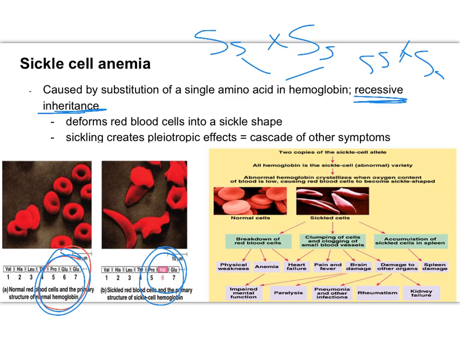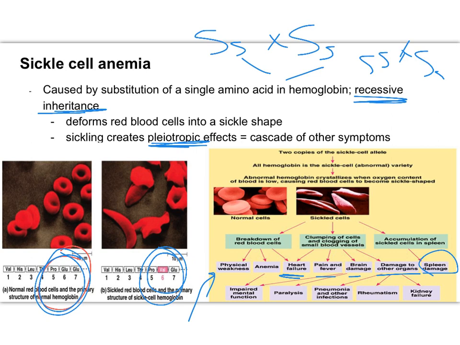So it deforms the red blood cells into a sickle shape. And the sickling shape causes multiple effects, that pleiotropic situation, right, where I've got one change that's causing lots of effects, a cascade of symptoms. You can see over here on the right, these sickle-shaped cells cause weakness, anemia, heart failure, pain, fever, brain damage, spleen damage, damage to other organs. So one issue here is causing lots of different effects. So that's our pleiotropic situation. This is another example, too, of structure and function.